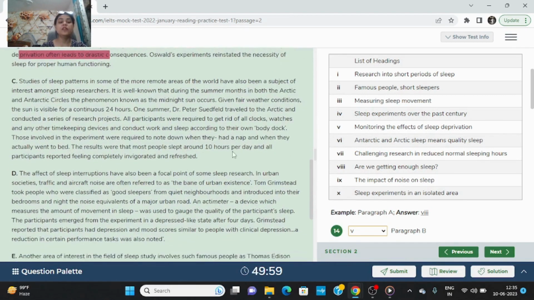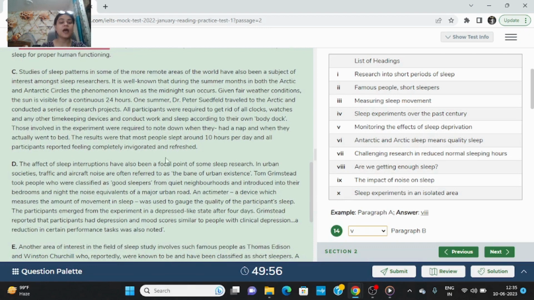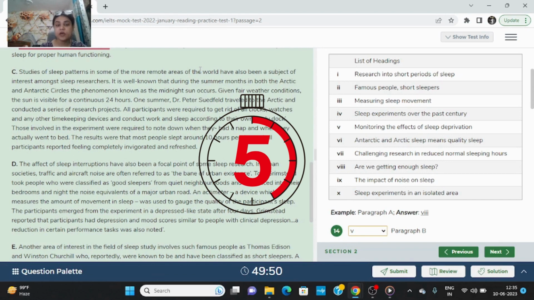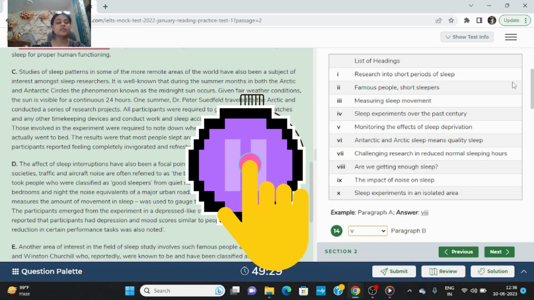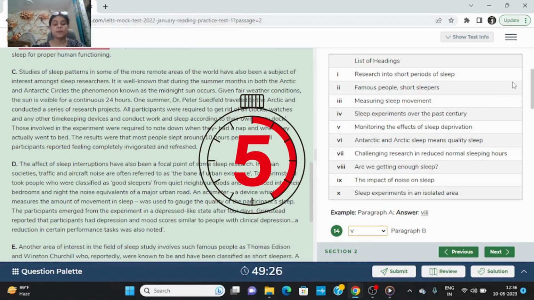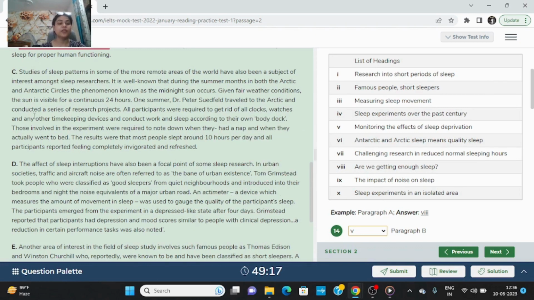Okay, now we will be doing this one, and for doing this I am giving you 5 minutes. What you have to do is quickly scan these headings and then try to select one option. In the end I will read it and tell you the most appropriate answer for the C paragraph. Come on, start doing it. Okay, now I will start.